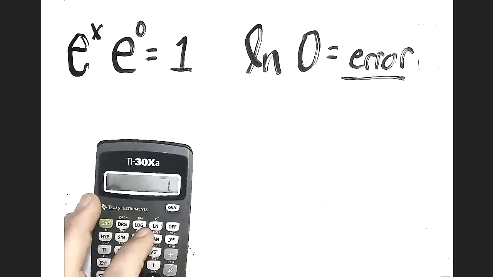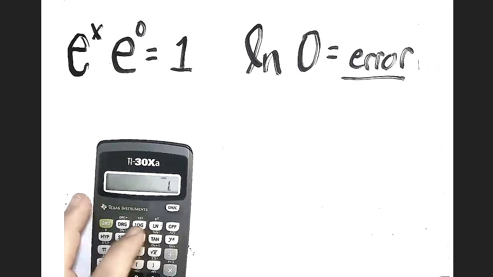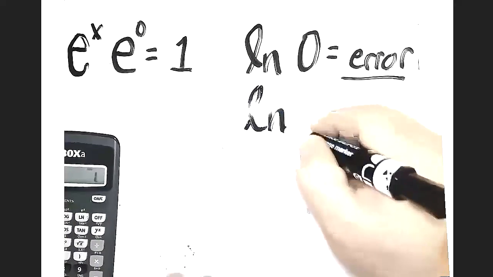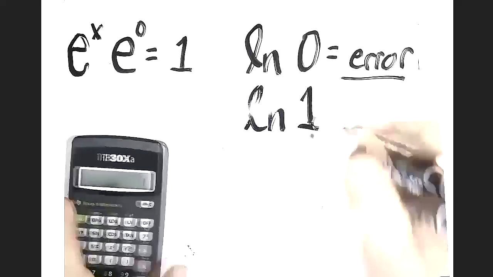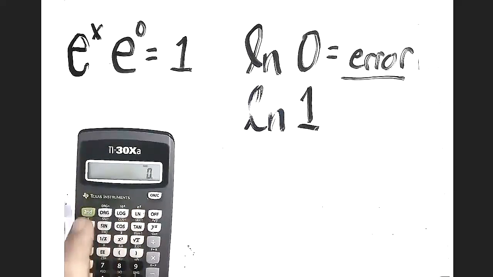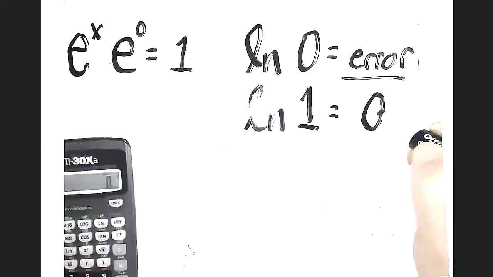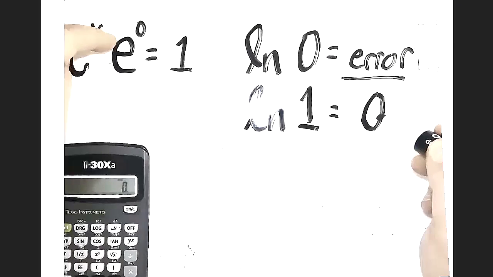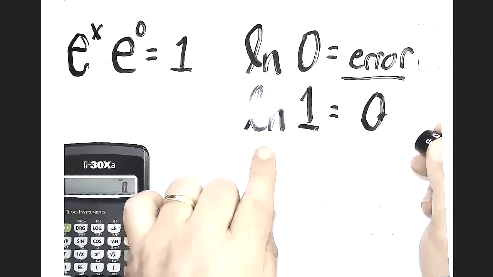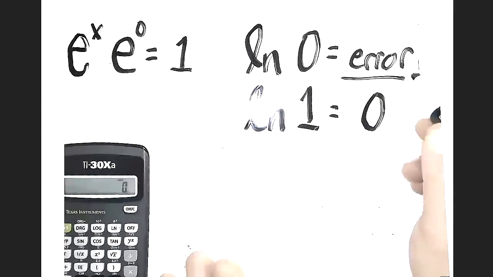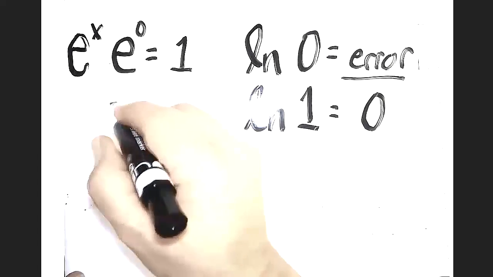But what happens though if I take the natural log of 1? So I've already got a 1 here. Let's press the natural log key. Oh, it's not an error, but it is 0. So I got a 0 here, and I got a 0 over there. E to the 0 is 1, and the natural log of 1 is 0. 0, 0, 1, 1. That's kind of like a mirror image. They're kind of reflecting each other. Well, I'm sure you can guess what's going to happen next.